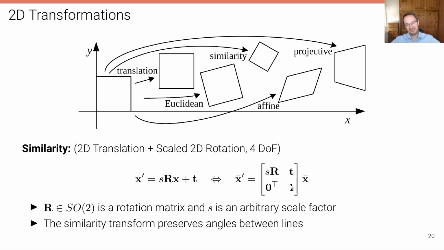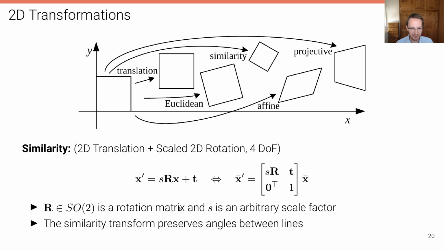So we see already that this is giving us a hierarchy of transformations that we're looking at here. The next level is the similarity. The next level in this hierarchy is the similarity transformation, which is 2D translation plus 2D rotation plus scale. So it has 4 degrees of freedom, and it's exactly the same expression as before, except that now we have a scale that's multiplied to the rotation before translating the vector.